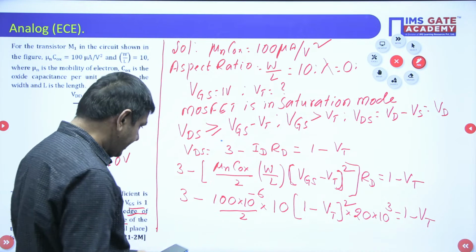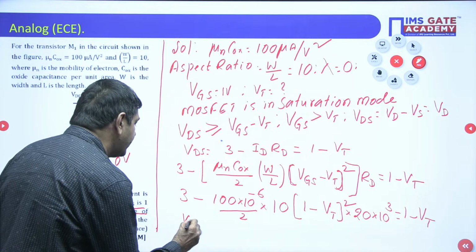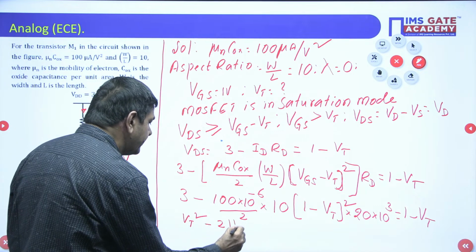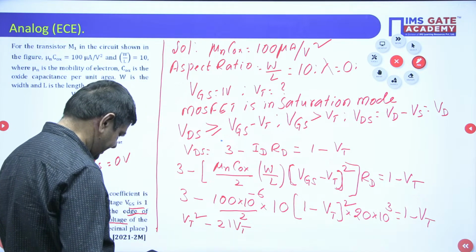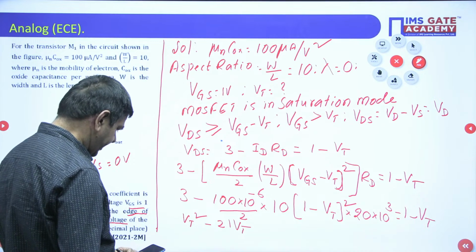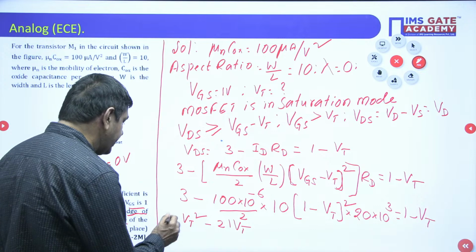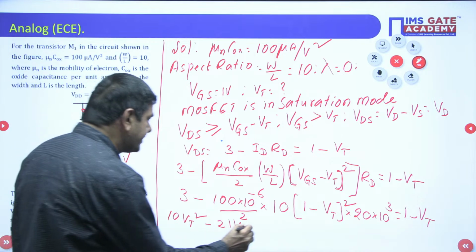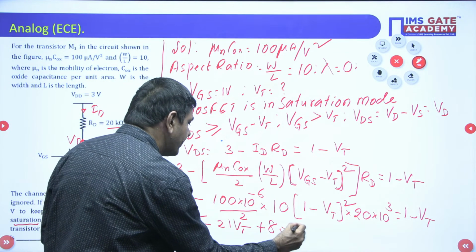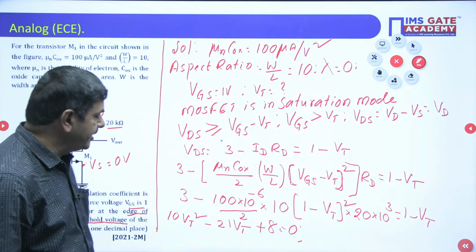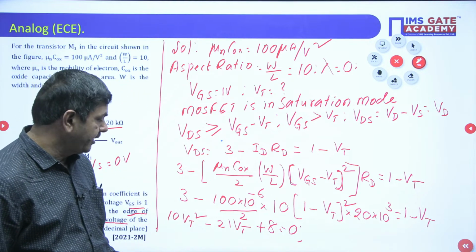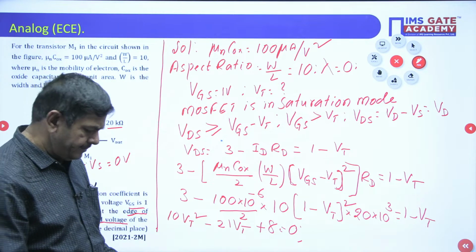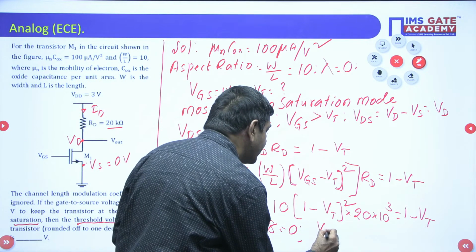Yes, it comes like this: 10 Vt square minus 21 Vt plus 8 equal to 0. That equation you are going to get mostly. 10 Vt square minus 21 Vt plus 8 equal to 0. Can you solve this? If you solve for the threshold voltage, you will get two values.